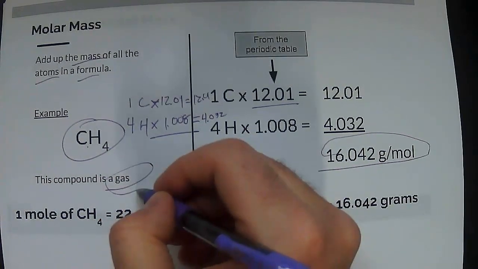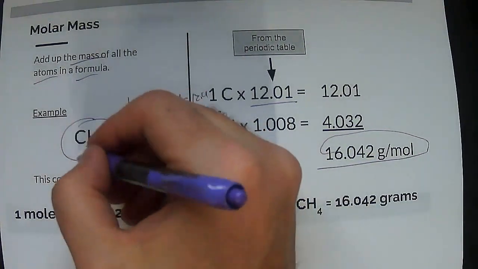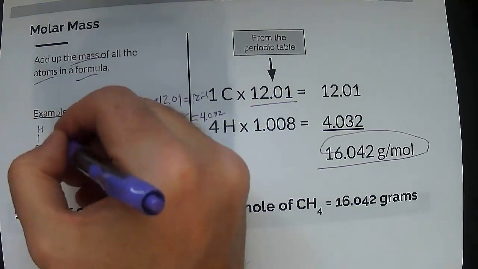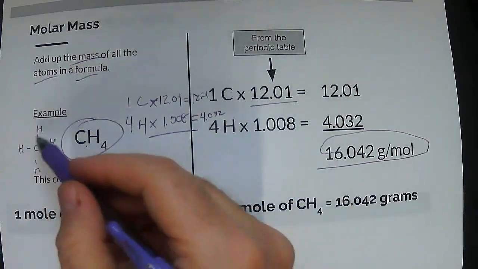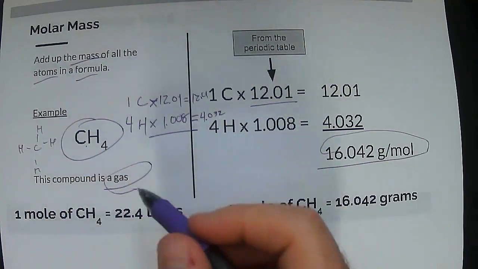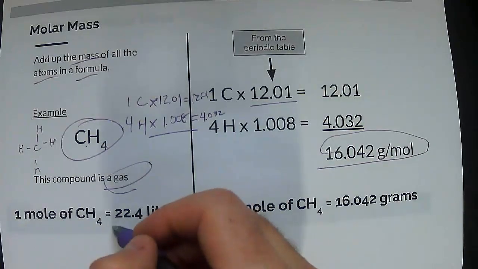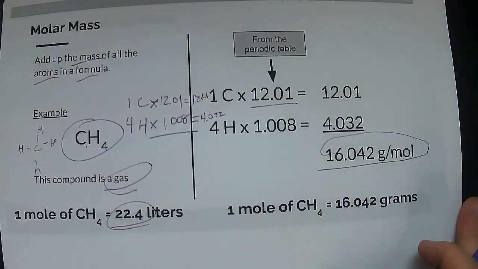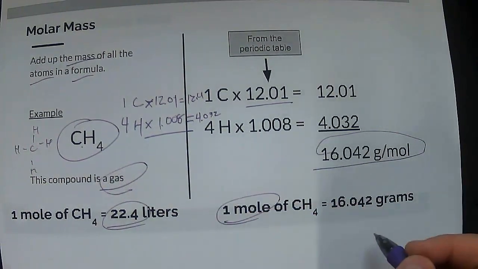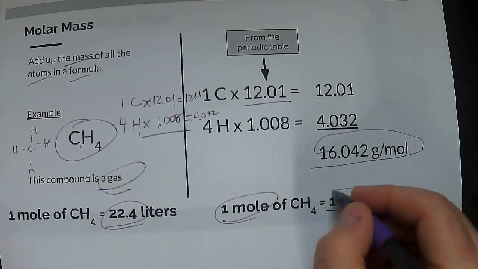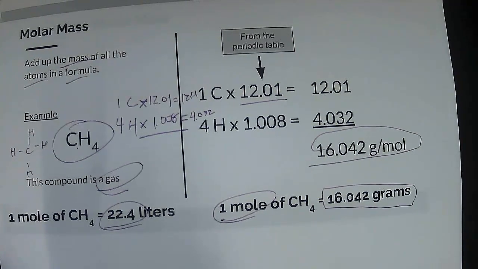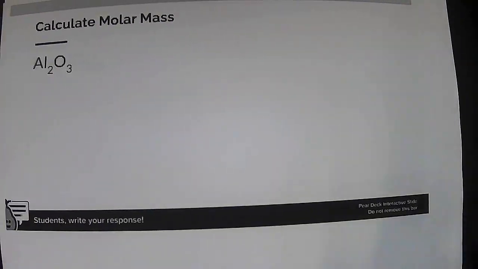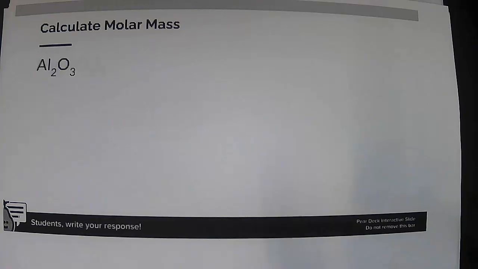Because this compound is a gas, we could go back to last unit and do the Lewis-Dot structure of this. This is a gas, it's nonpolar. And so we know that 1 mole of this is 22.4 liters. But we also know that 1 mole of this has a mass of 16.042 grams.